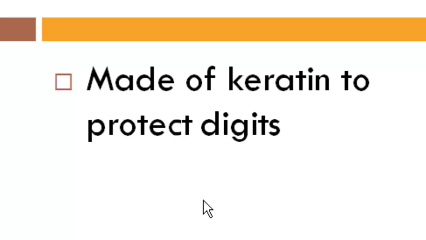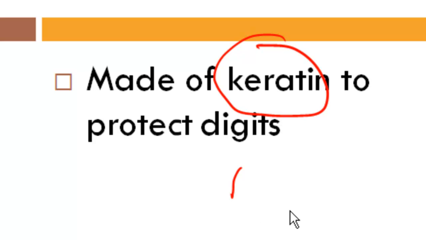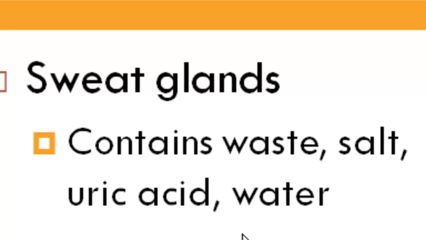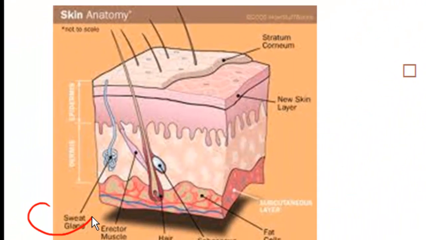Two other portions of the skin we have yet to address. Nails are part of the skin, and they're made from keratin to protect our fingertips. And the different types of glands that are in our skin. We have sweat glands, which contain things found in urine that help to cool us down and remove waste from our body. There is a sweat gland in this diagram over here.